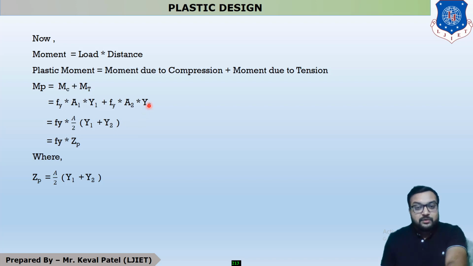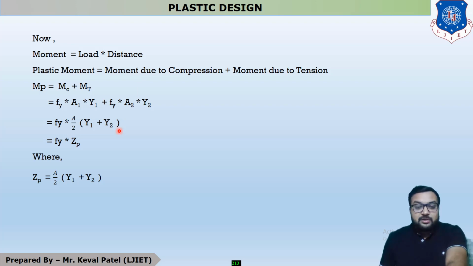Okay. So Fy into A1 into Y1 plus, similarly for tension member, it is Fy into A2 into Y2. Now your Fy is common, and you already derived that A1 is equal to A2 is equal to A by 2. So you have to put the value of A1 is equal to A2 is equal to A by 2. So your A by 2 is common in both the faces. So your A by 2 is also common.